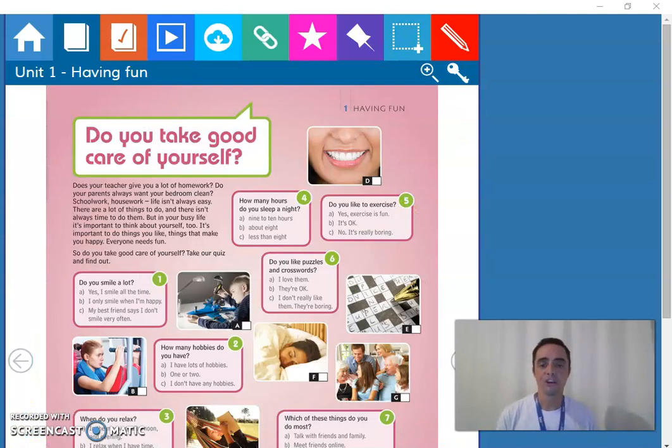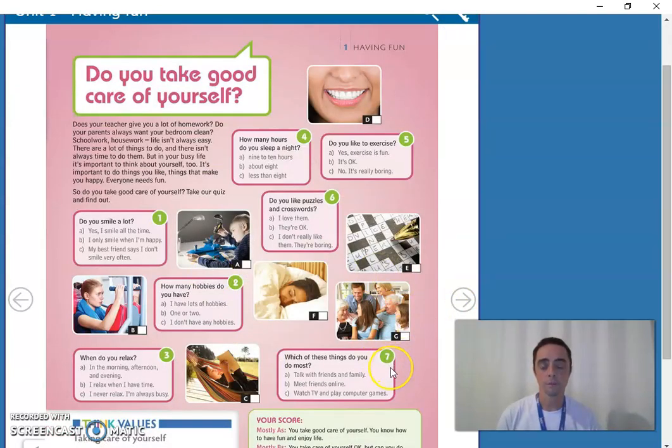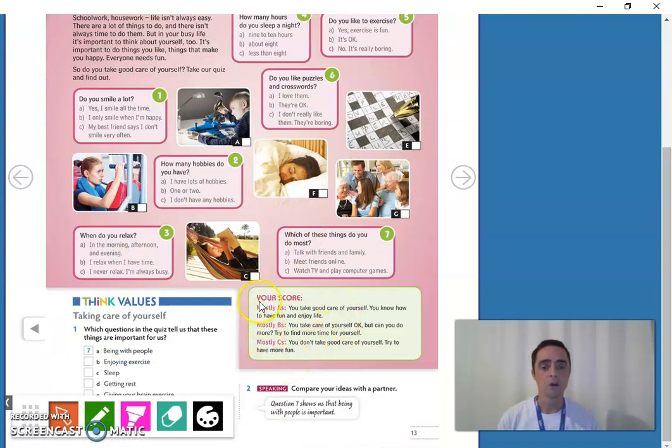If you go back to your books on page 13, you have a quiz, okay? The name of this quiz is Do You Take Good Care of Yourself? Then we have 7 questions on this quiz. All those questions are done in the simple present. So they have the questions in the simple present, mainly using do, and also the answers in the simple present. So I would like you to take some minutes, take a notebook and a pencil, and you can do this quiz by yourself. Whenever you finish, you have your score here. According to your answers, A's, B's, or C's, you are going to have a result for your test, like if you really take good care of yourself. So, take a minute to do this quiz. After all, we come back.